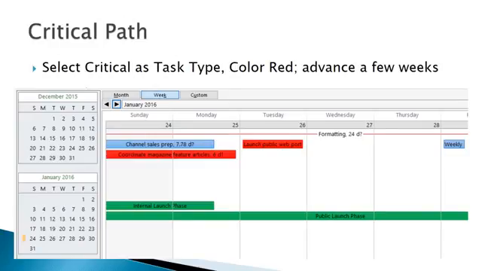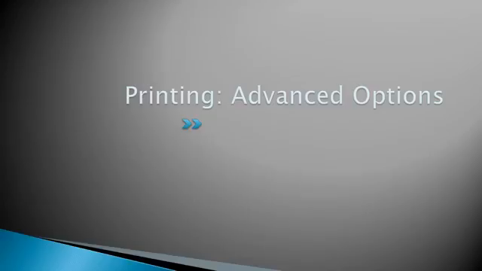Now we can make the critical path red and close the Bar Styles dialog by clicking OK. The calendar view is also a simple view with very limited formatting options. In our last segment, let's take a look at the advanced printing options. Return to Gantt chart view with the entry table first.